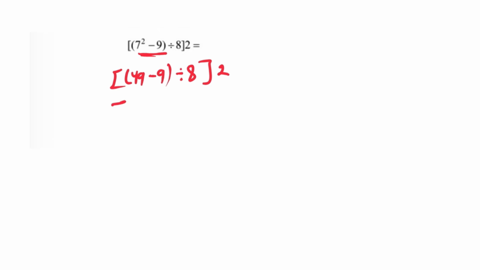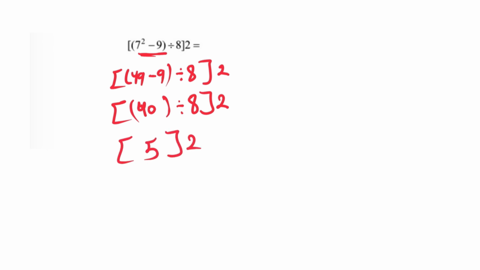Next step, continue. What is inside the parentheses here? We have 49 minus 9 equals what? 40. Divide by 8, multiply by 2. Next step, we have 40 divided by 8 equals what? Equals 5, multiply by 2. Then 5 multiplied by 2 equals what? 10. So this is our final answer.